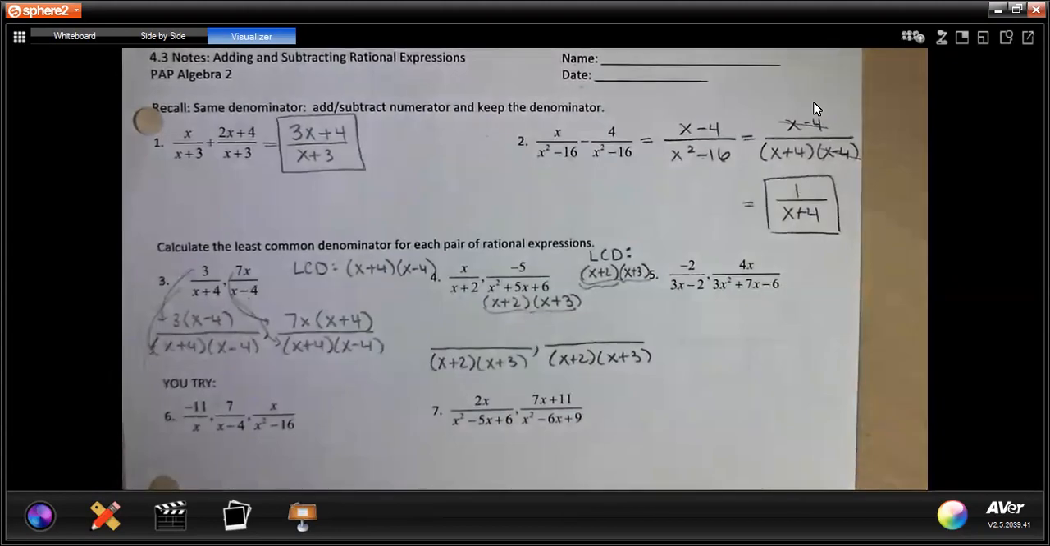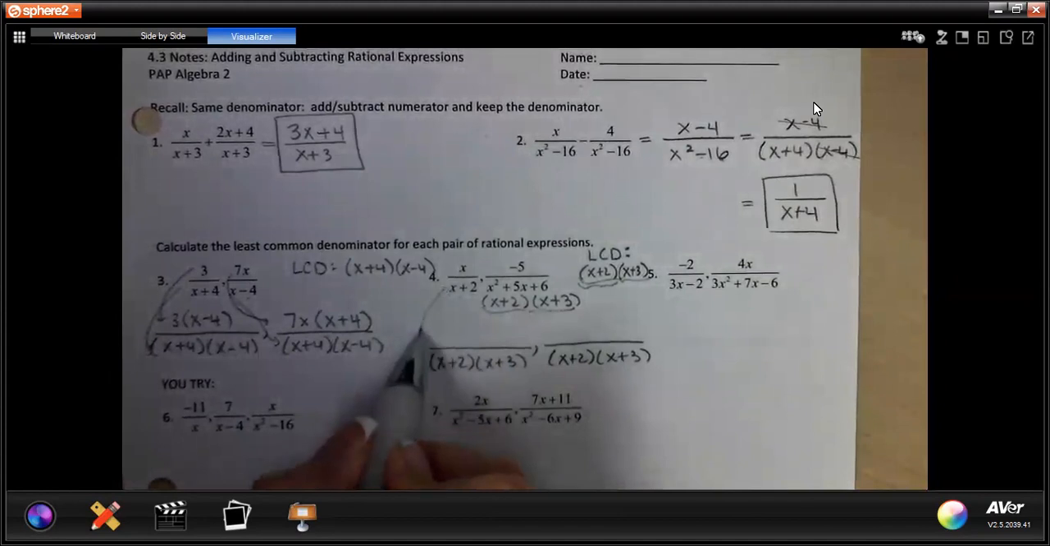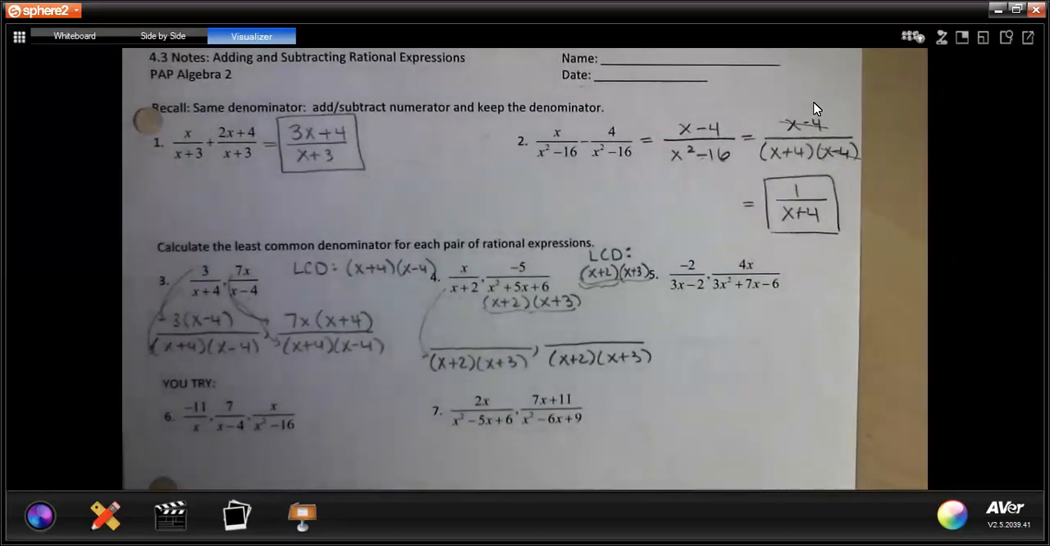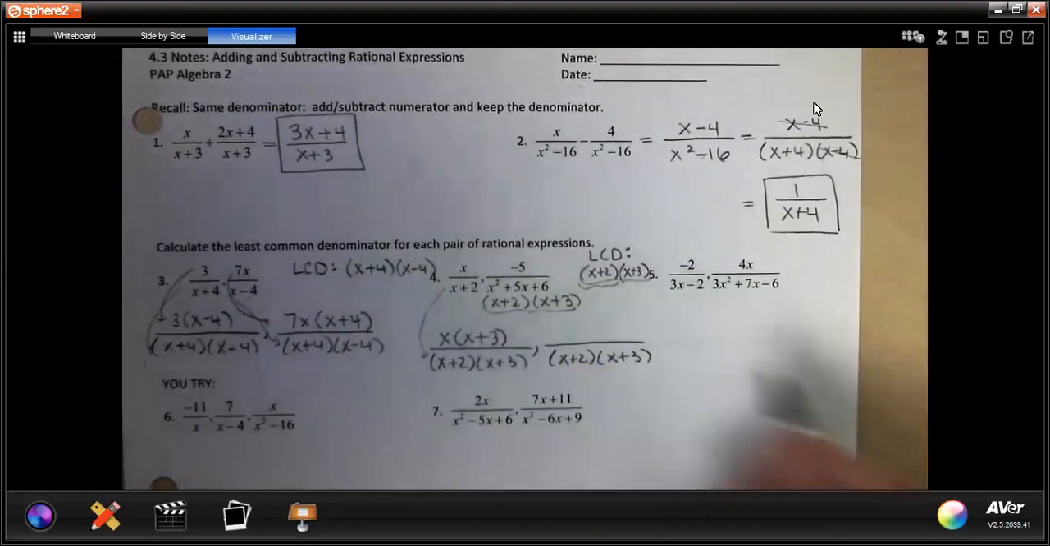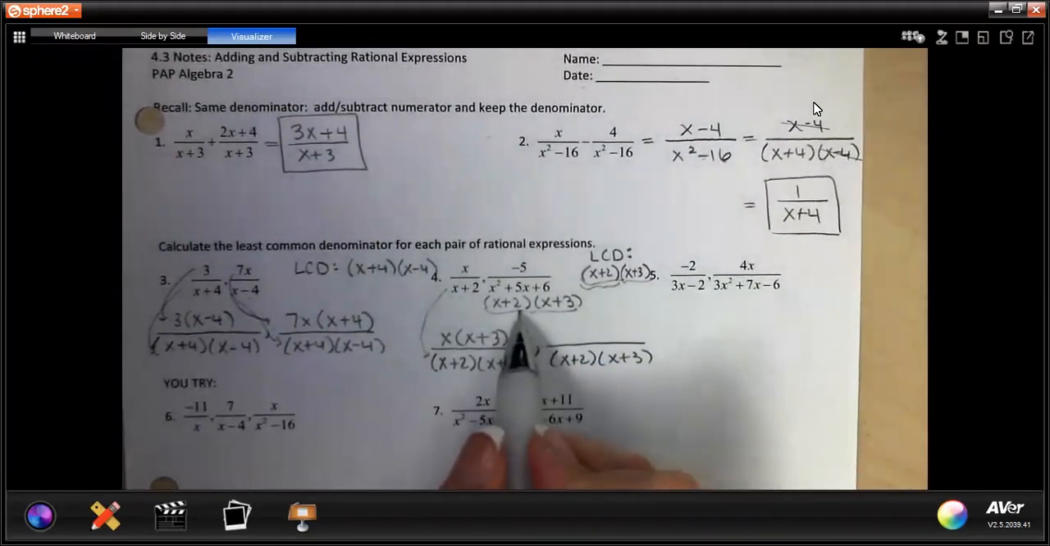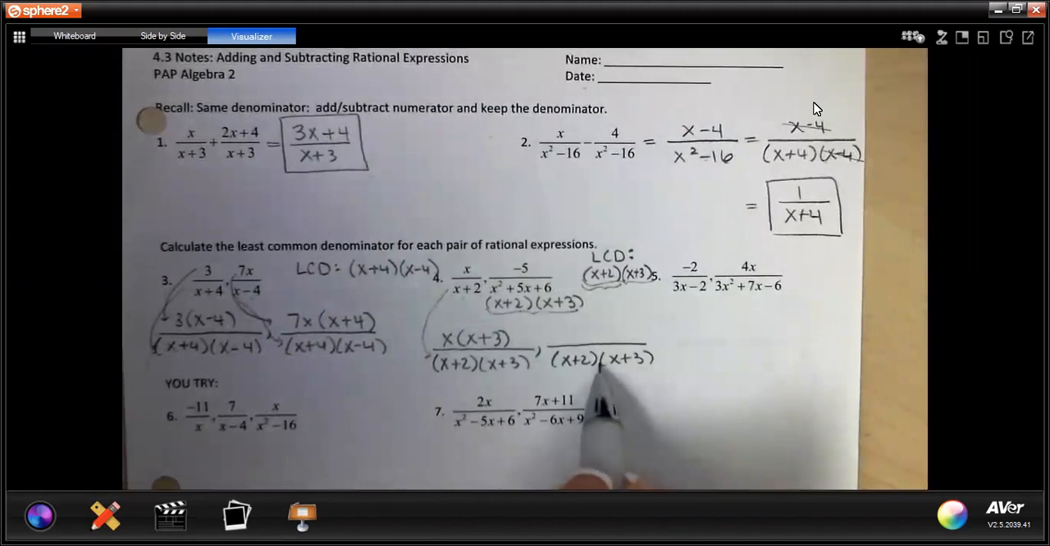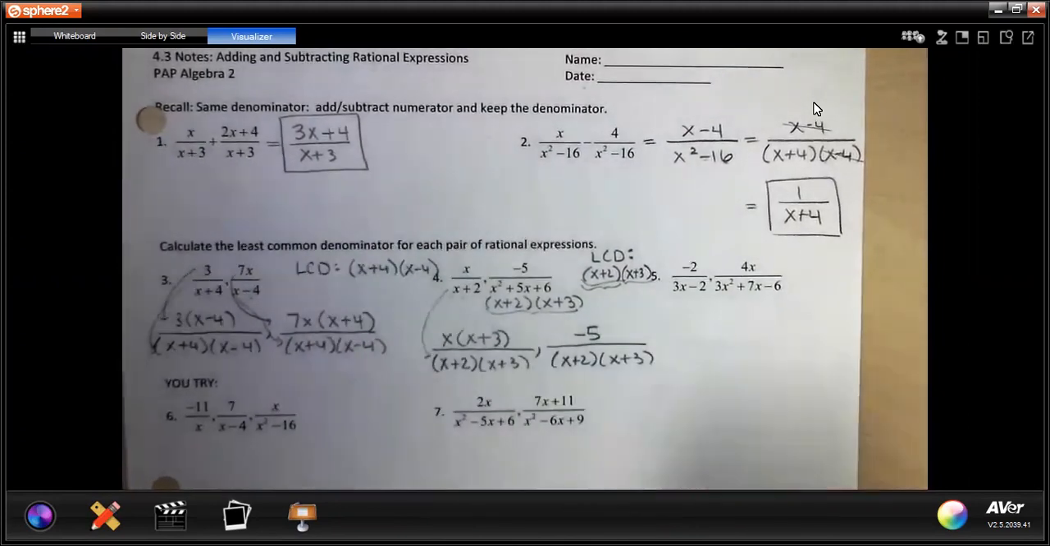as my new denominators. To get from this denominator to this one, we multiplied times x plus 3, so I need to do the same thing in the numerator. Now to get from this denominator to this one, I did nothing because that's what it already had, so I do nothing to the top.